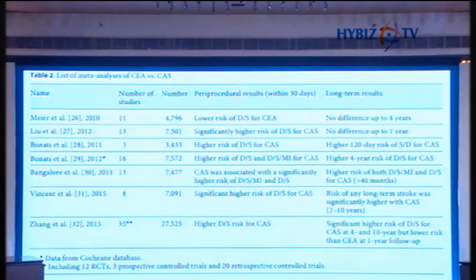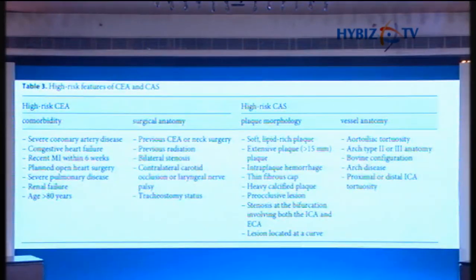This was a meta-analysis of various trials. These again show that overall the surgical group scores a little more over the stenting. The incidence of stroke was lower in the surgical group. This is just to show that these are the high-risk features for surgery as well as for stenting.